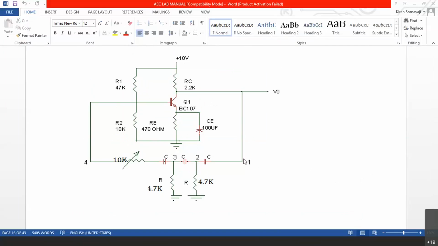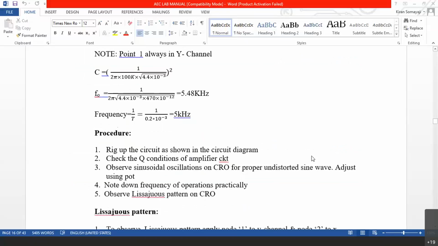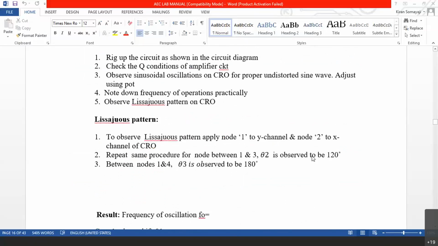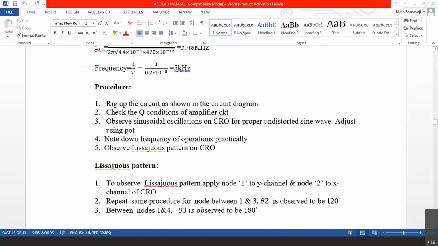Now, we connect that Y channel probe here, then X channel probe here, and we put the oscilloscope into XY mode. When we put the oscilloscope into XY mode, we will see a figure there. That is called Lissajous pattern. Let me write the pattern here. We will see a pattern like this, which will be shown in the front screen of the oscilloscope. This pattern is called Lissajous pattern.